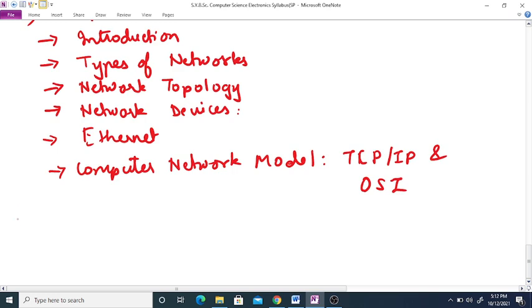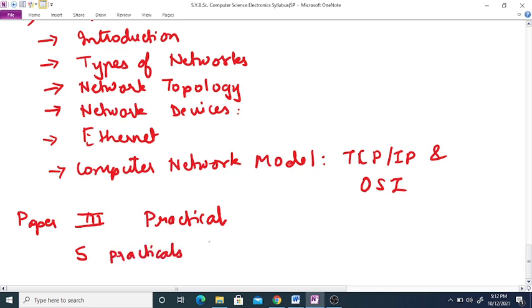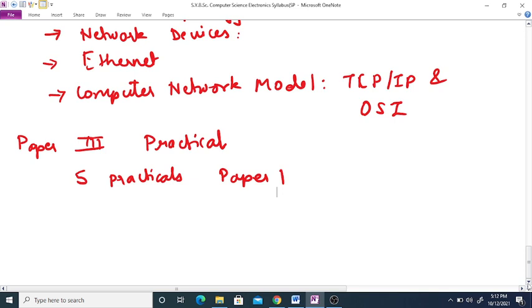And third paper, that is paper 3, that is practical based on these two papers. So, we have to complete 5 practicals based on paper 1 and 5 practicals based on paper 2. So, overall we have to complete 10 practicals.